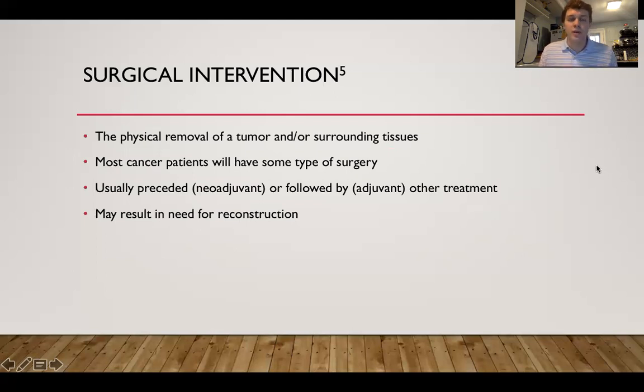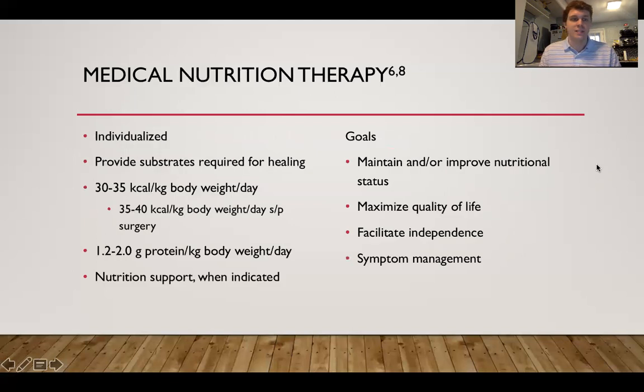So what can we do as dietitians? Getting into the medical nutrition therapy aspect of it, MNT is very individualized from patient to patient.